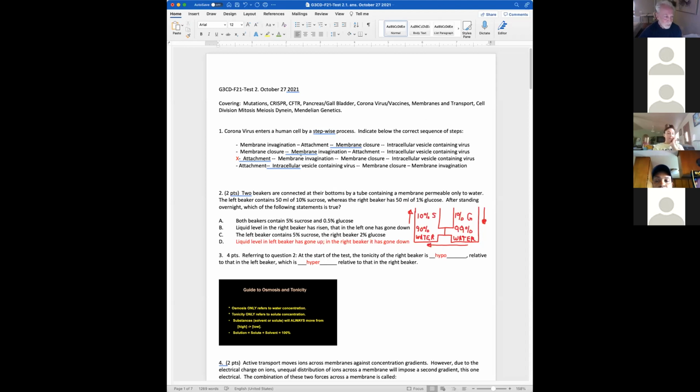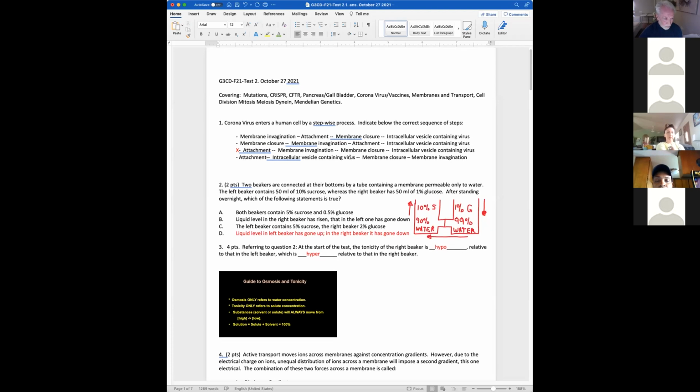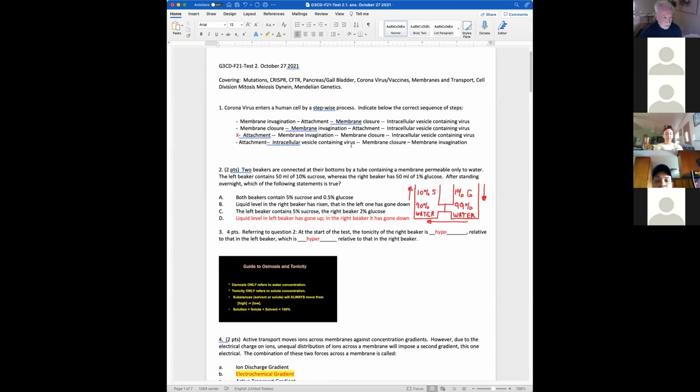So you were given 4 choices of the sequence of events. And the correct one is that first the virus attaches. After that, the membrane of the host cell invaginates, and then it closes on itself to make a vesicle, which then enters the cell containing the virus. So most of you got this one right.